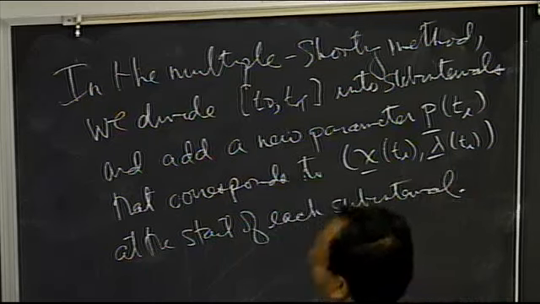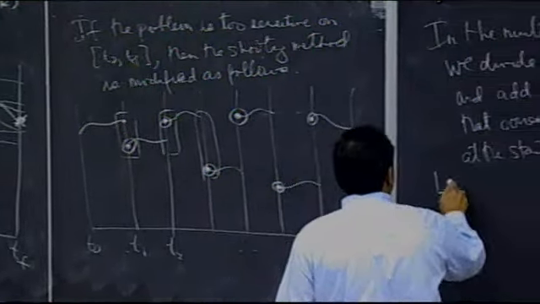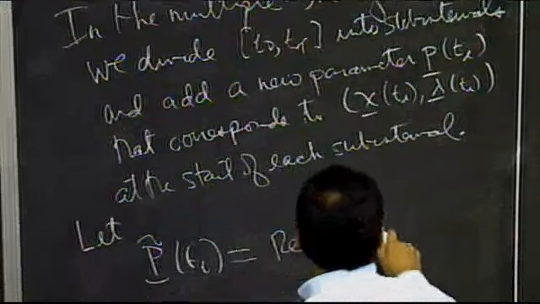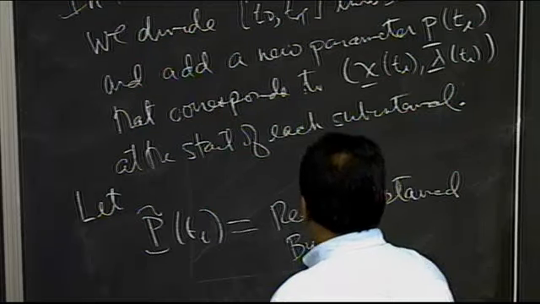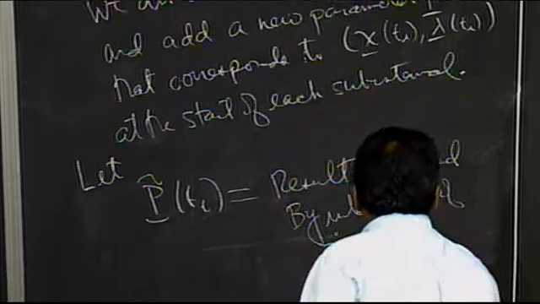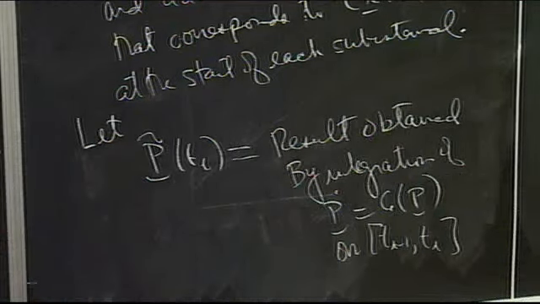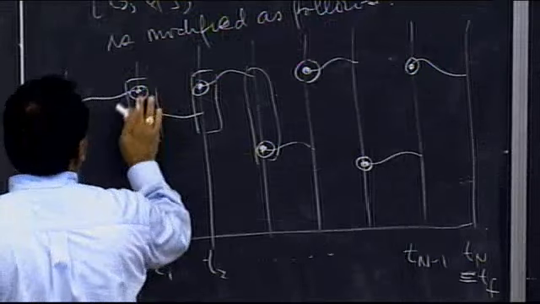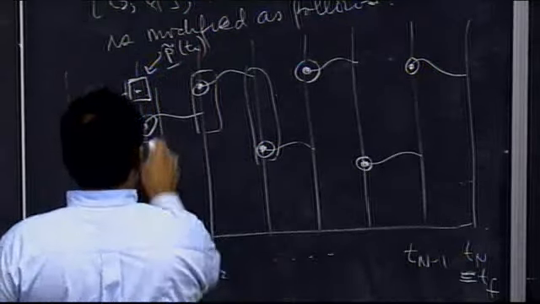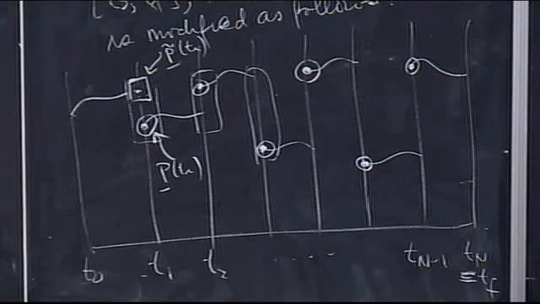Now, you can see that if I start here and I integrate to that point right there. Let's suppose I say p tilde of ti is the result obtained by integration of p dot equals g of p on ti minus 1 to ti. So in other words, I'm starting at ti minus 1 and I'm going to integrate to ti. This value right here, well, it's not labeled with a circle and a dot. Put a square there. This is p tilde of ti. This here is p of ti, which is the new parameter that I've introduced by introducing these new subintervals.